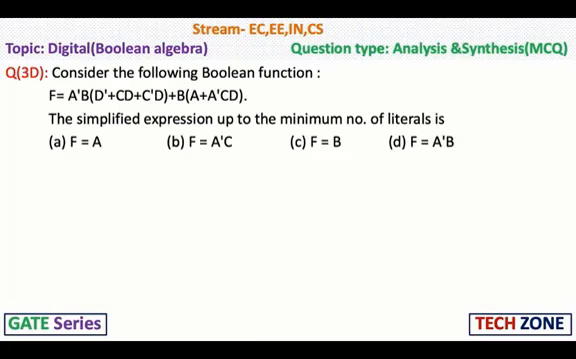Now the next question is: consider the following Boolean function f = a bar b (d bar + cd + c bar d) + b (a + a bar cd). The simplified expression up to the minimum number of literals is option A f = a, option B f = a bar c, option C f = b, option D f = a bar b.